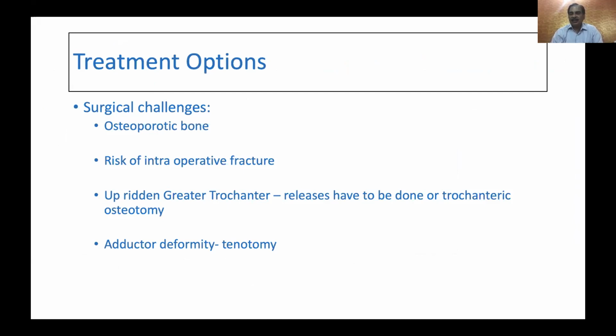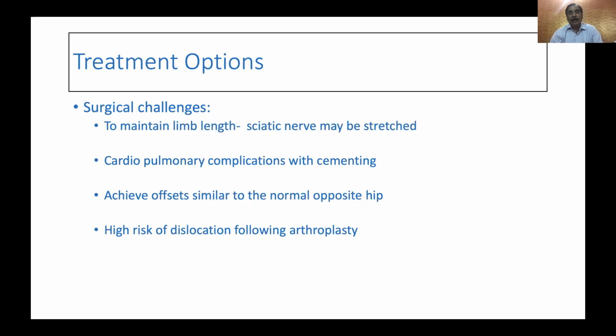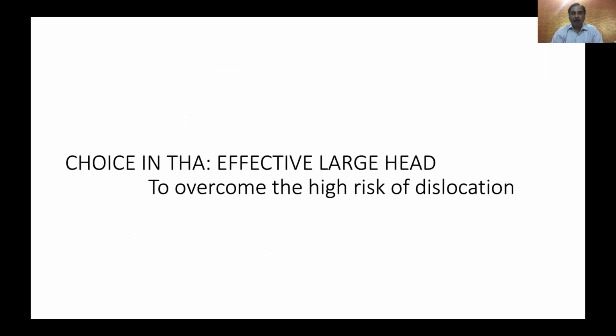So what are the surgical challenges? The bone is osteoporotic. There's a risk of intraoperative fracture. The upriding greater trochanter has to be brought down, so the releases have to be done. Adduction deformity may require adductor tenotomy. You have to pull it down to maintain the limb length. There are cardiopulmonary complications during cementing. Offsets have to be restored as per the opposite side. And then, of course, there is risk of dislocation following arthroplasty.